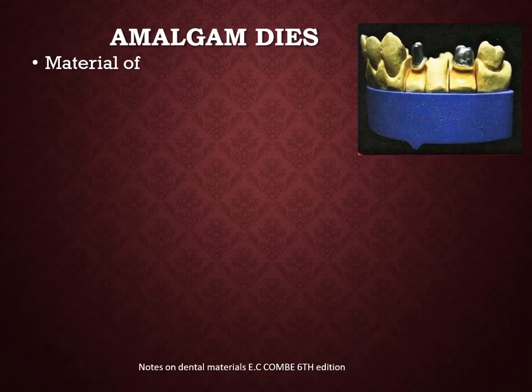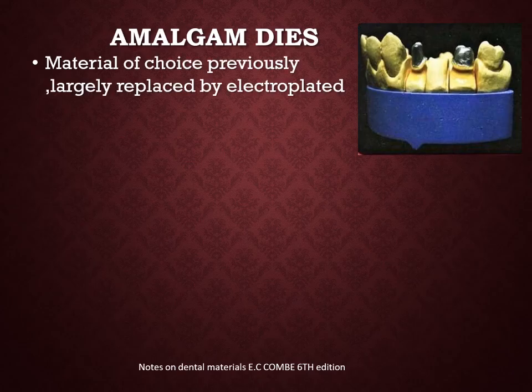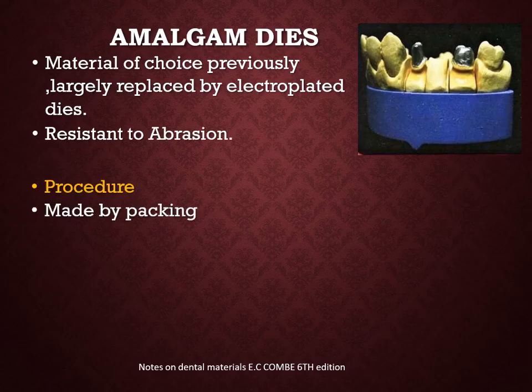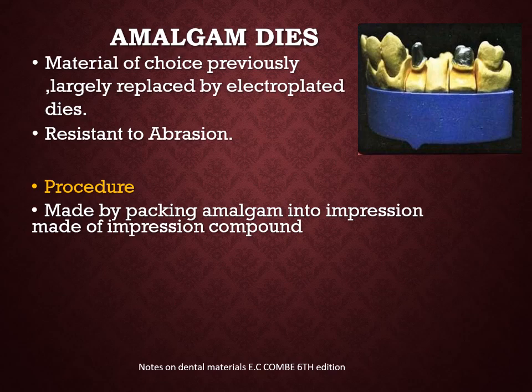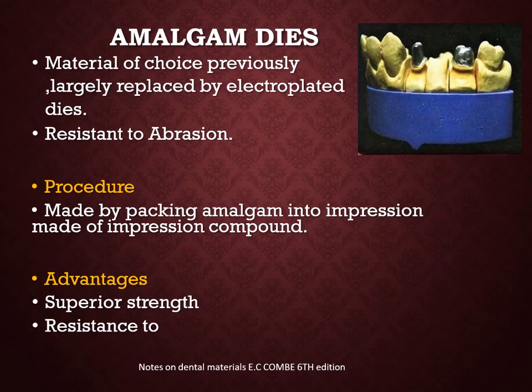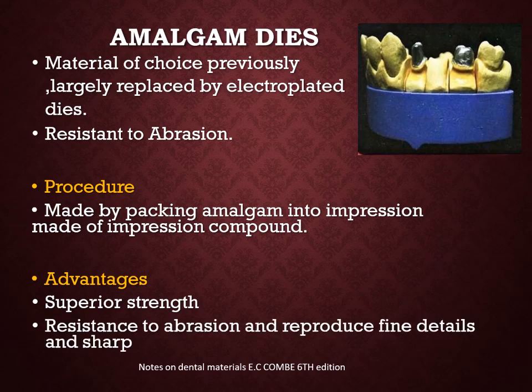Amalgam dyes. Material of choice previously, largely replaced by electroplated dyes. Resistant to abrasion. Procedure: it is made by packing amalgam into an impression made of impression compound. Advantages: it has superior strength, resistance to abrasion, and reproduces fine details and sharp margins.